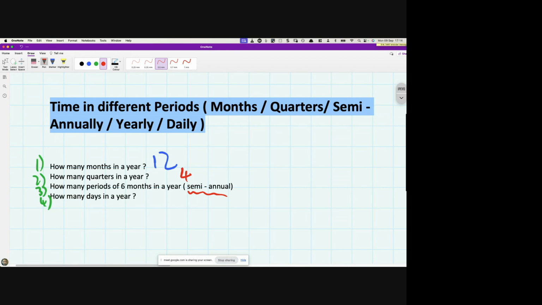Let's have a look. There we go. I see the answers coming through. There are 2 semi-annuals in the year.